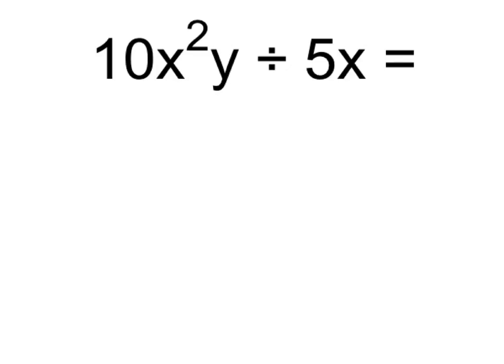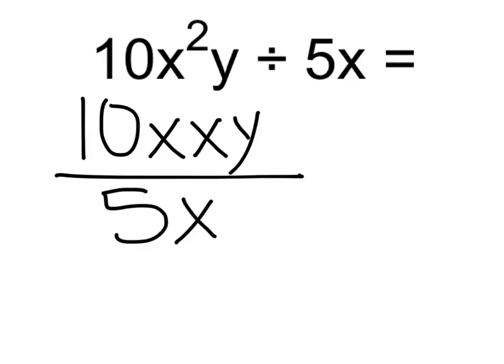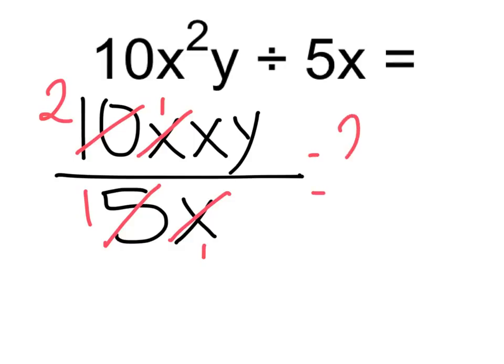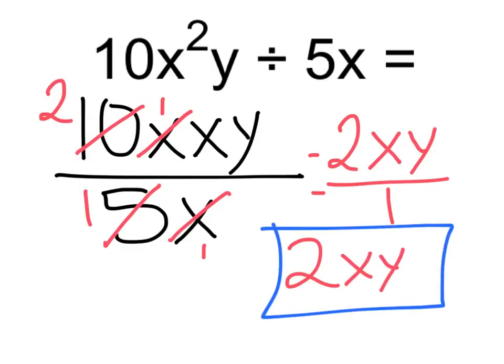Here we have 10x squared y divided by 5x. Let's rewrite this as a fraction. So I've got 10 x x y divided by 5 x. Now what we're going to need to do is start with dividing the coefficients. And I know that 10 divided by 5 is what? It's going to be 2 over 1, or just 2, right? And on the variables, I see we've got x, x, y, and x. We can cancel out this x, and it's going to give us 1. And that's all that we can do. And so we're left with what? 2xy divided by 1, right? And 1 times 1 is itself, and we can write simply 2xy. This is our answer, and that's it.